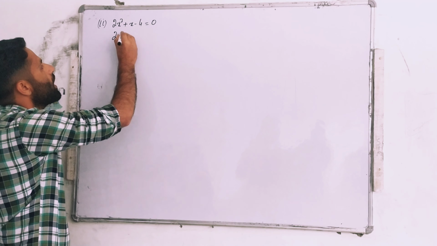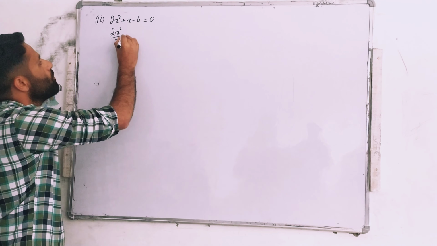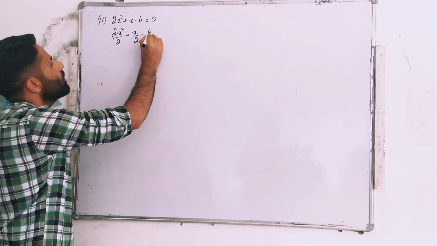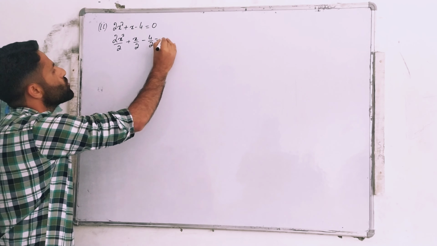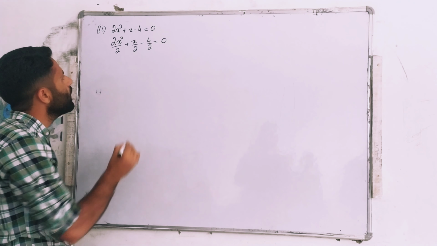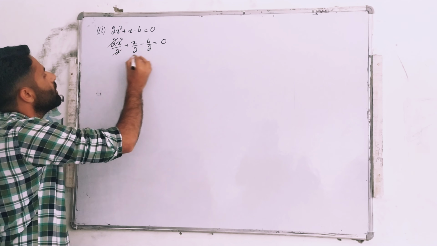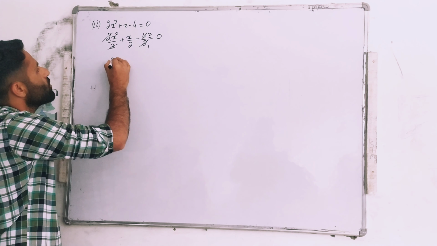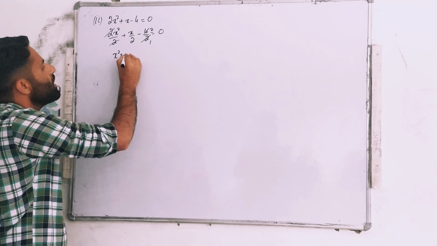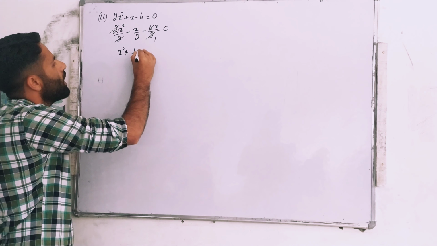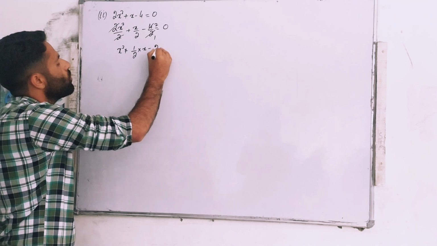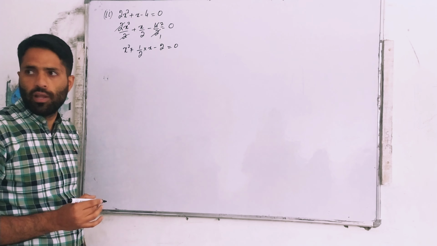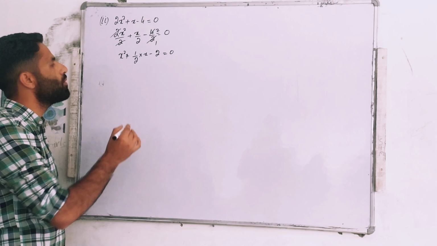That is 2x square divided by 2 plus x divided by 2 minus 4 divided by 2 is equal to 0 by 2, which will be 0. This 2 and 2 will get cancelled. 2 1s are 2, 2 2s are 4. It will be x square plus, you can write it as 1 by 2 into x minus 2 is equal to 0. Now what you will do, you will apply a rule here, add and subtract 1/2 of coefficient of x whole square.